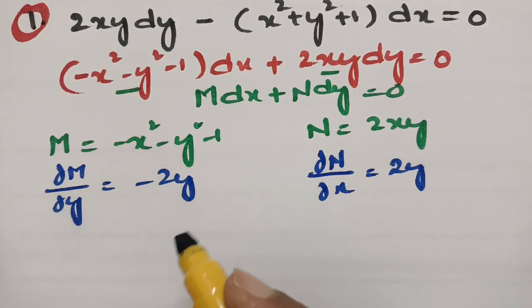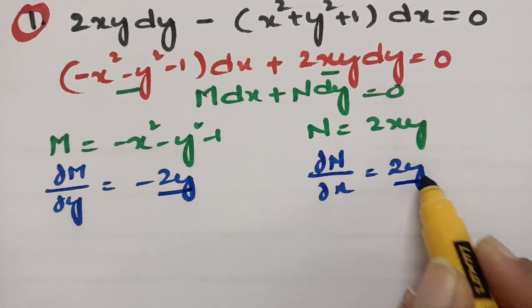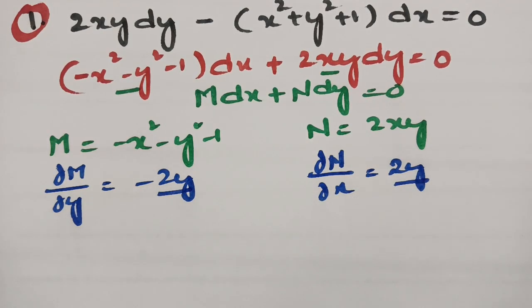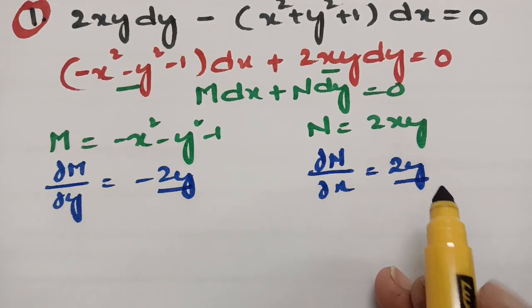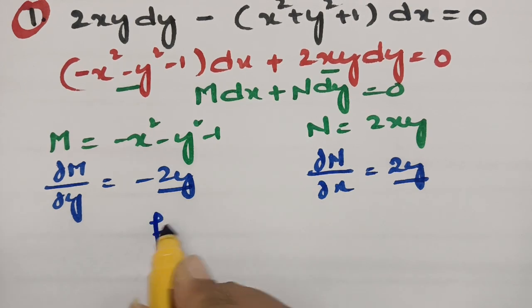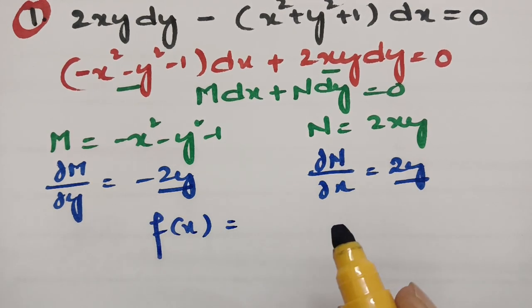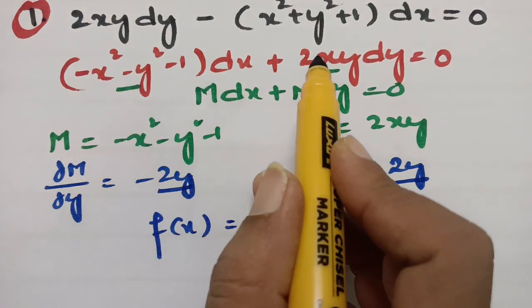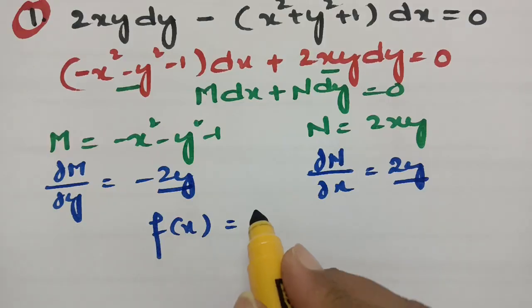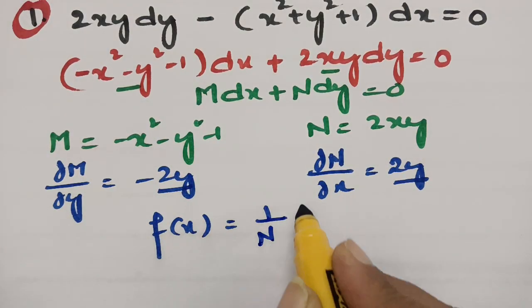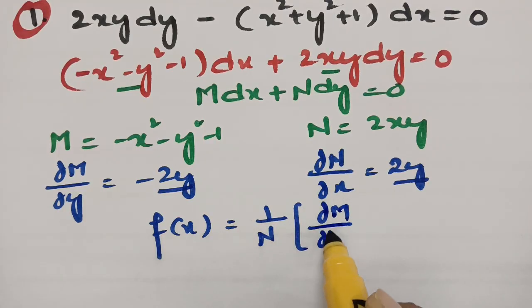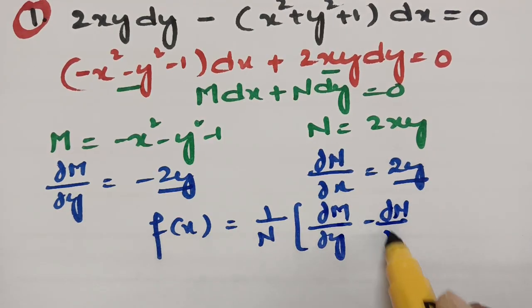Here we can easily observe that there are like terms, that is minus 2y and plus 2y. If there are any like terms, we have to go with this. So f of x I'll calculate. Here is a shortcut: whichever of m and n is smaller, we write accordingly. So, 1 by n times (dou m by dou y minus dou n by dou x). Clear?